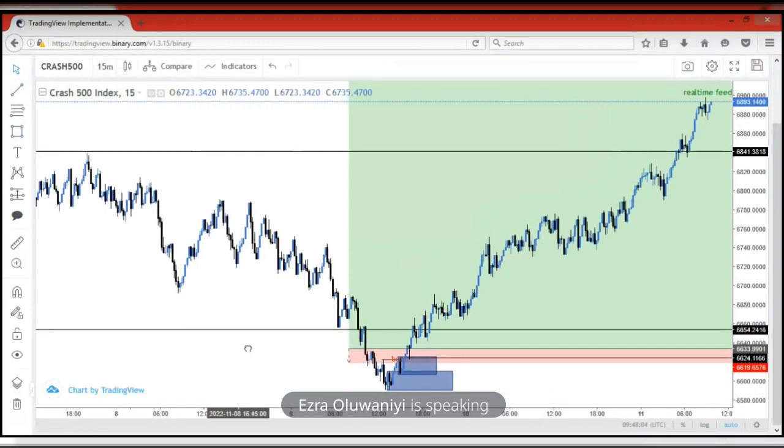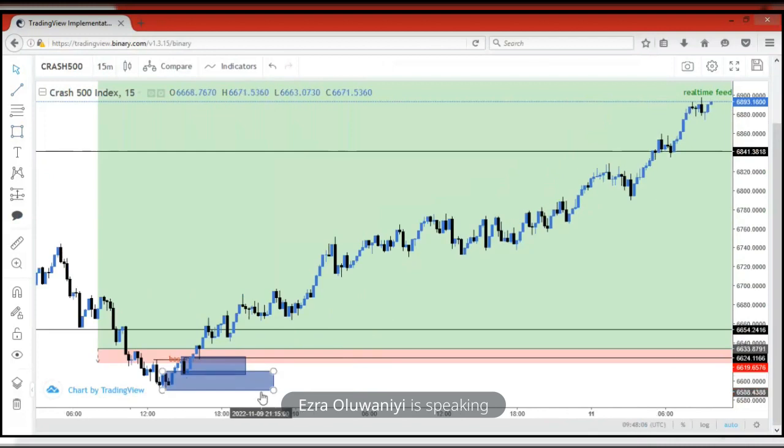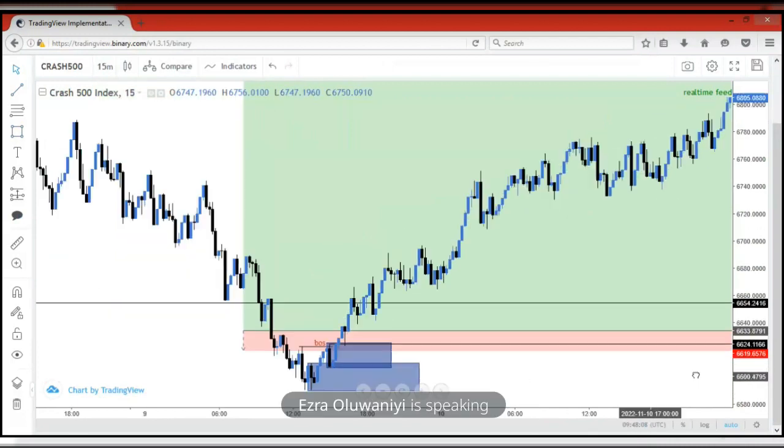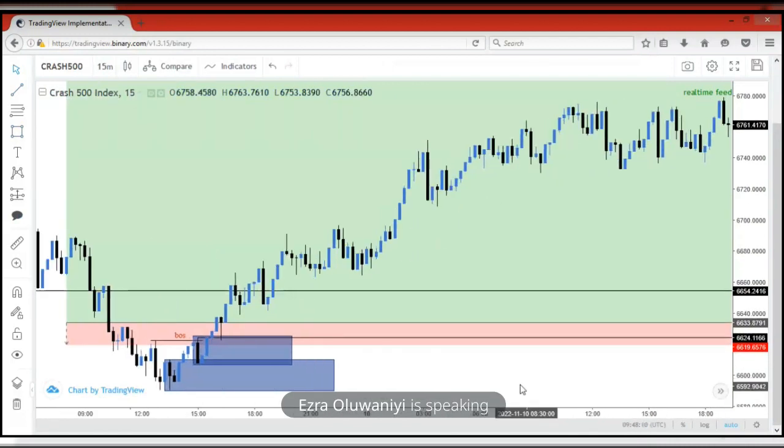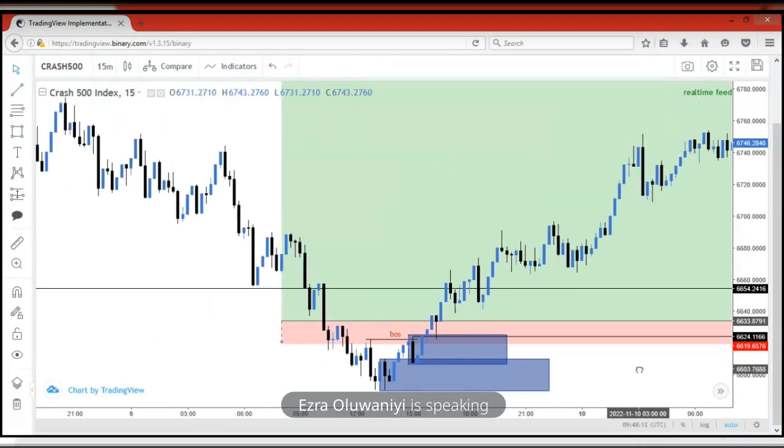The markup is even here. So as you can see, this was a BOS on 15 minutes. This is a mitigation block. It's also another block. Anyway, you can call it whatever name you want to call it, but it's a mitigation block. I will explain that in maybe one of the videos.